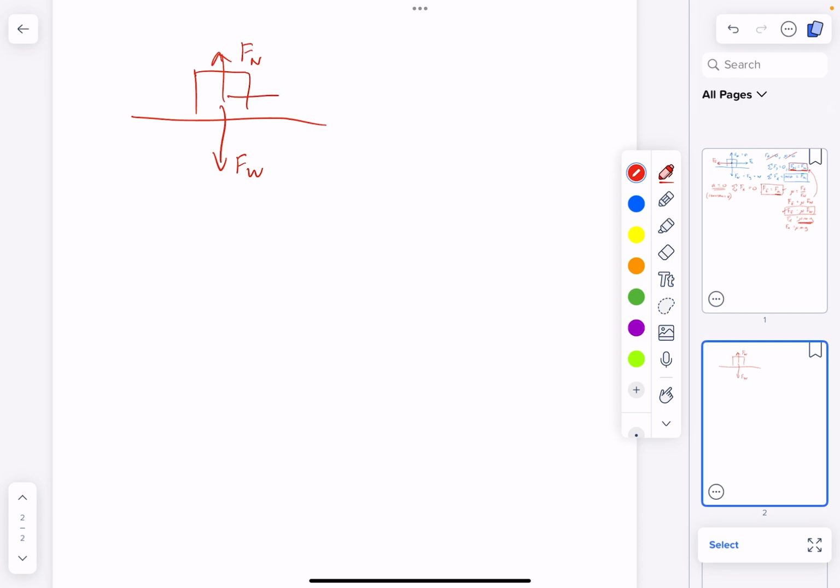And let's say we have an applied force, and we have our force of friction. But let's say it's going to be accelerating to the right. So my acceleration is going to be greater than 0, which means we do not have constant velocity because we're accelerating. And we're accelerating to the right due to the applied force.